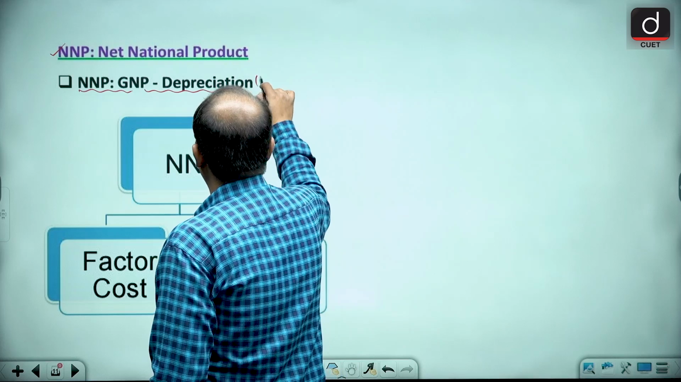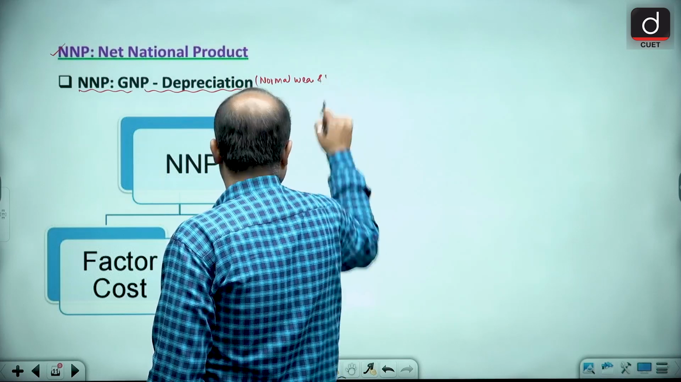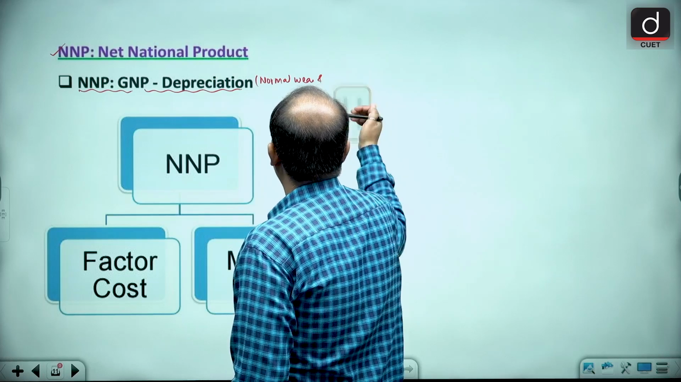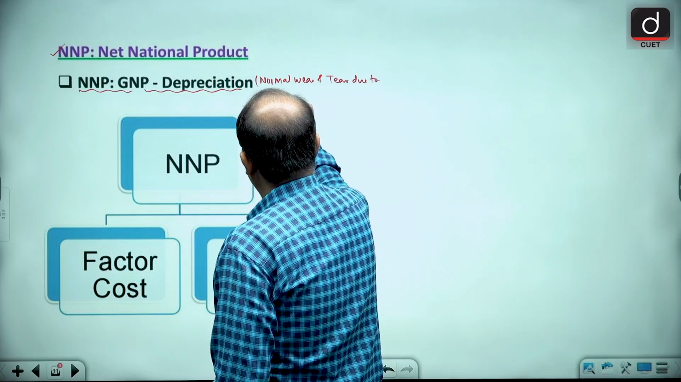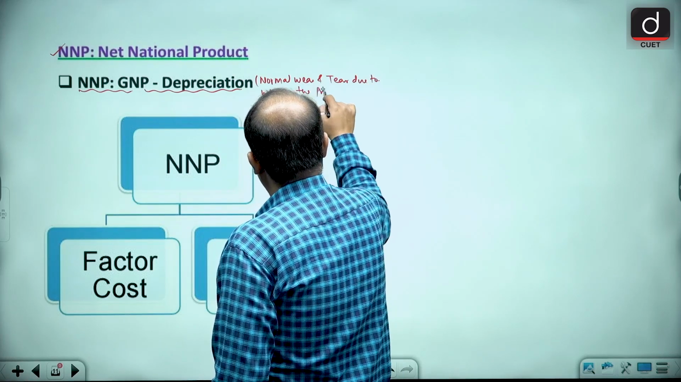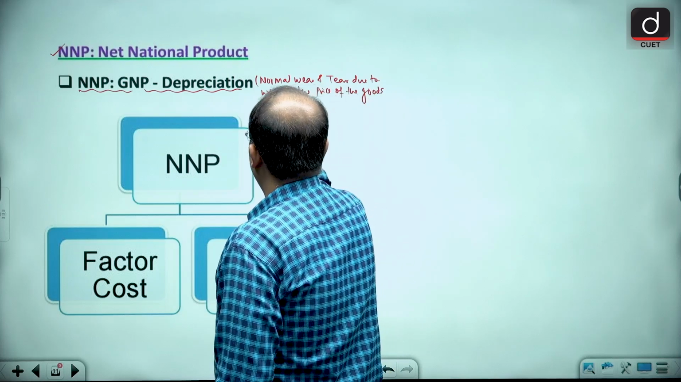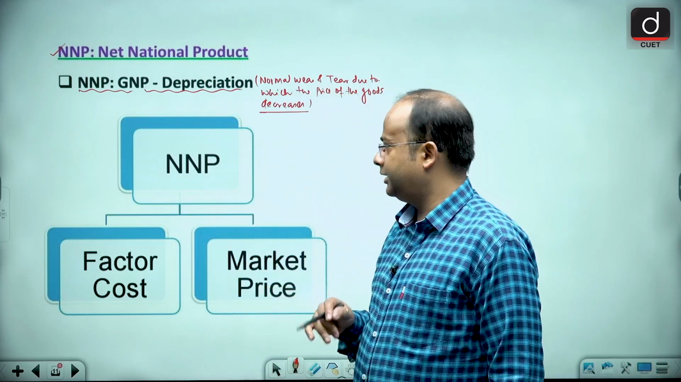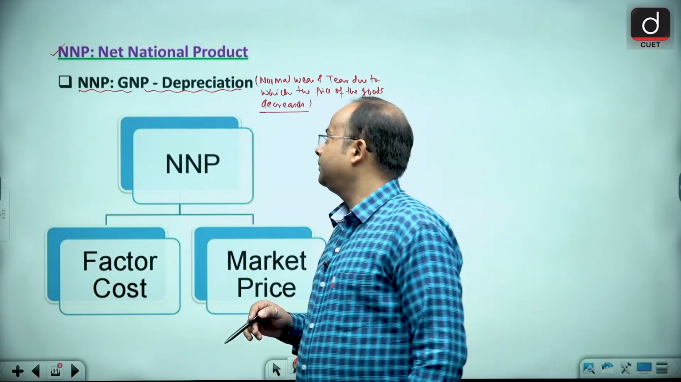Depreciation, what is it? It is normal wear and tear due to which the price of the goods decreases. So we get NNP when we subtract depreciation from GNP.